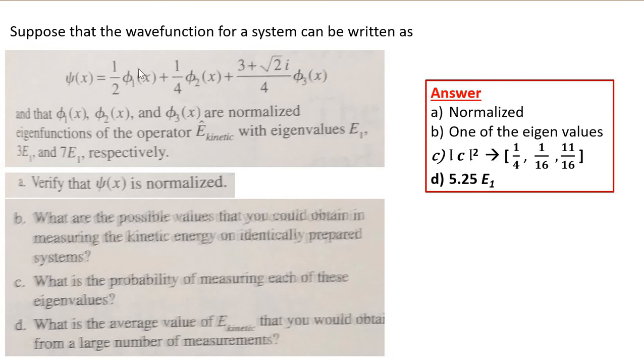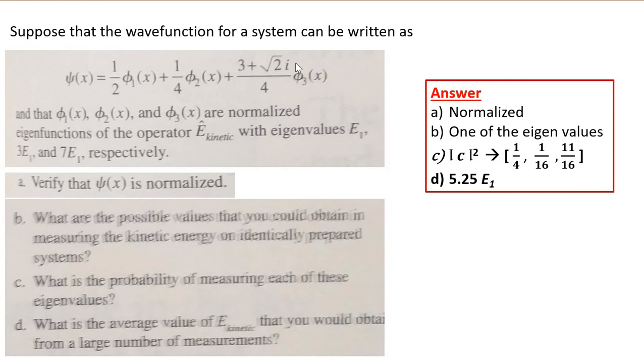So the first eigenfunction, the corresponding value E1, and the probability that you will get it is the square of this coefficient, that is 1/2 square. So this is 1/4. The second one, that eigenvalue is 3E1. The probability of getting 3E1 when you measure a number of times is of course the mod square of this coefficient. That means 1/4 square, that is 1/16.